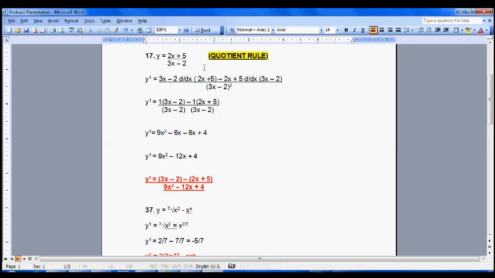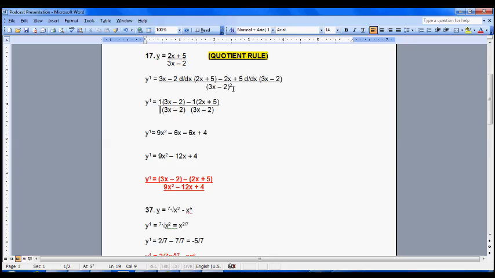So basically what I started off, you set it up. It would be 3x minus 2 times the derivative of 2x plus 5 minus 2x plus 5 times the derivative of 3x minus 2 all over 3x minus 2 squared. So you find the derivative of 2x plus 5 and 3x minus 2, and they're both equal to 1. And if you have singular numbers once you get the derivative, you're going to want to put them in front. So it would be 1 times 3x minus 2 minus 1 times 2x plus 5.